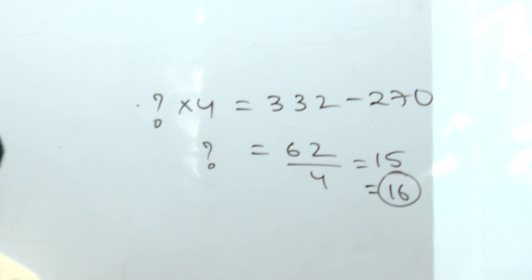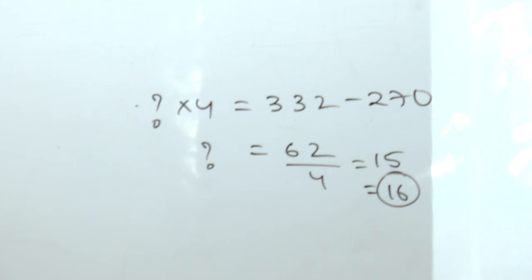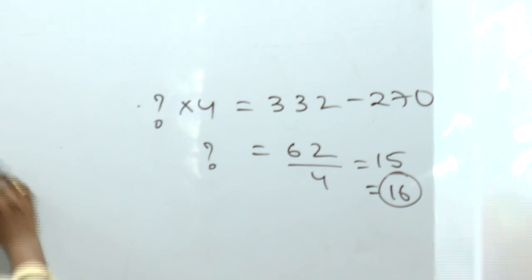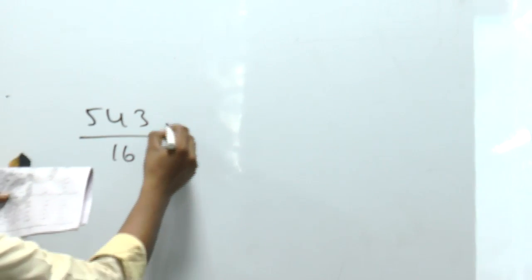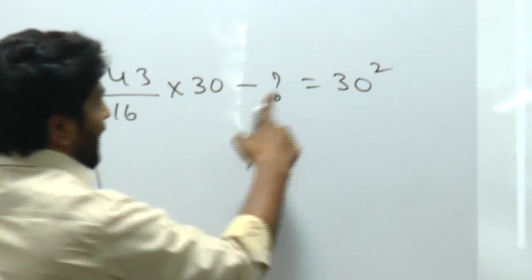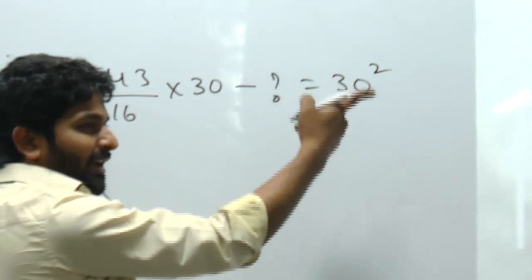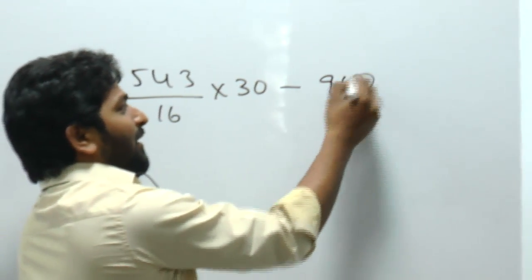Next, 53. 543 divided by 16 into 30. Let's make it 29.97 as 30. 543 divided by 16 into 30 minus x is equal to 30 square. Let me take this negative number to right hand side and 30 square comes to left hand side. That means you need to subtract 900.